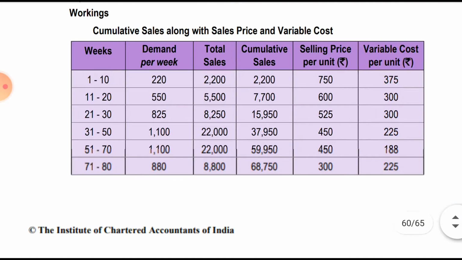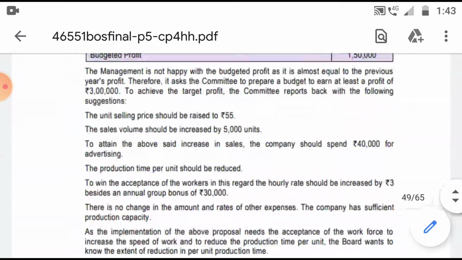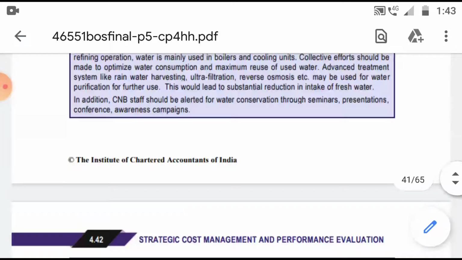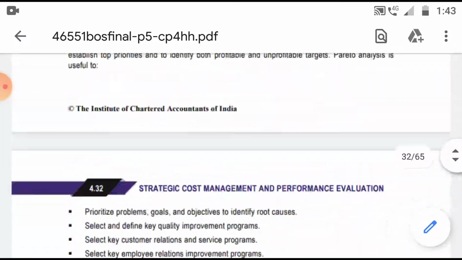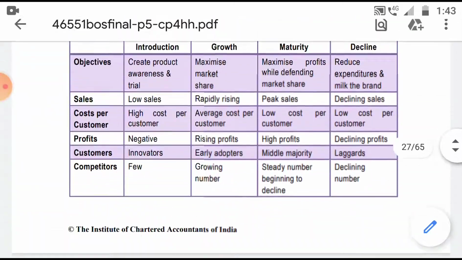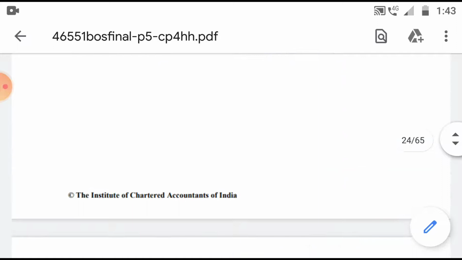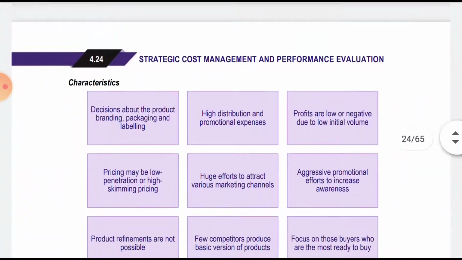So for question number 5, we should have knowledge of the concept of product life cycle. Over here, I will take you to the theory part. The entire box structure is given. Where is it? Yeah, it is here. This is what I am talking about, life cycle costing.